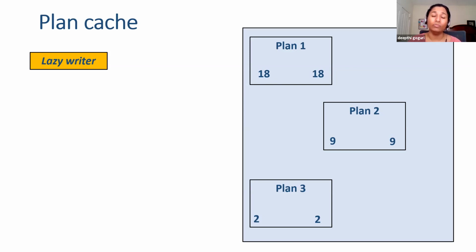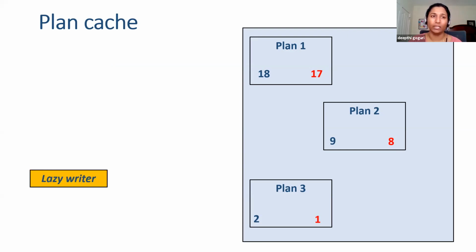the lazy writer will go ahead and check if there are any least recently used execution plans. Here, in our example, none of them will be used. So the lazy writer will go ahead and decrement the complexity countdown value on each object it thinks is not being used, by 1. So here, it will decrement the complexity countdown value for plan 1 from 18 to 17, for plan 2 from 9 to 8, and for plan 3 from 2 to 1. And the lazy writer will go away.